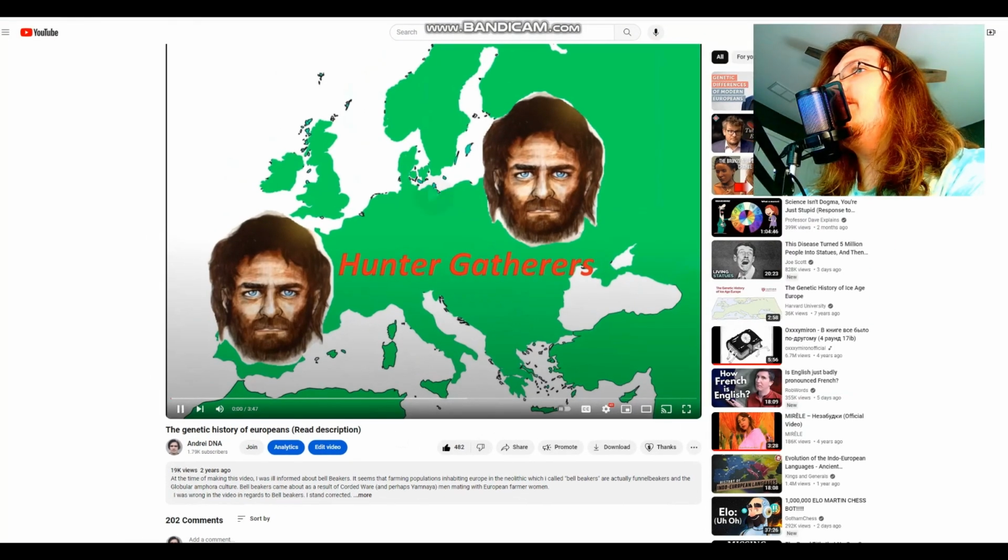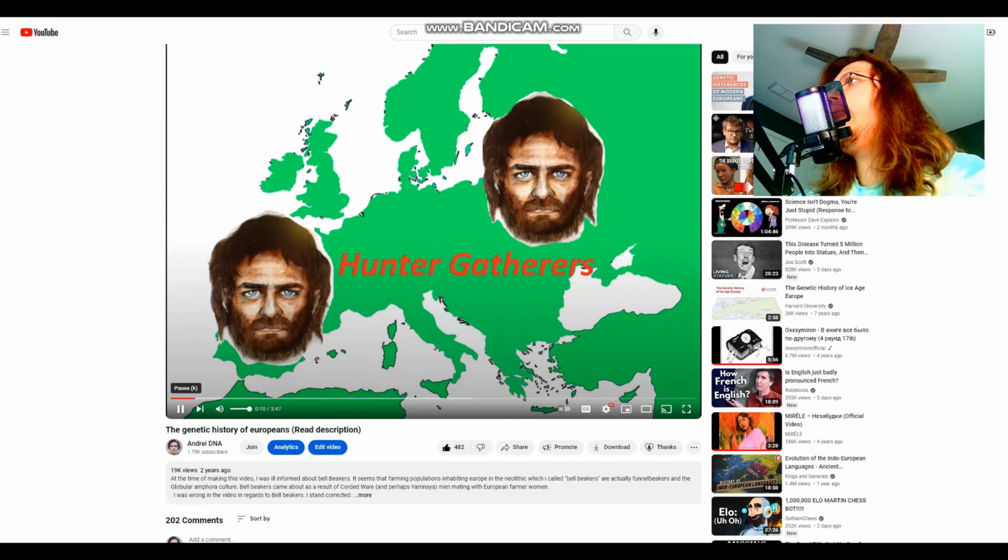Alright, so this is where we are starting out. This is Ice Age Europe. It's populated by European hunter-gatherers, WHG. These people are mammoth hunters, so they go and hunt mammoths. Europe is really cold at the time. This is before any major migrations into Europe. Yeah, that's true, it was really cold at the time.